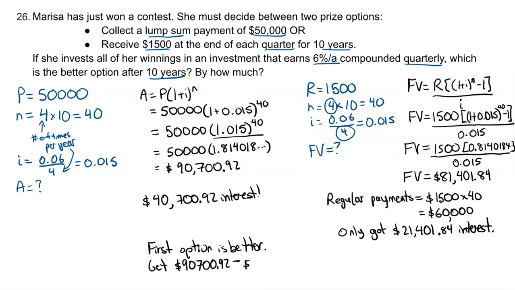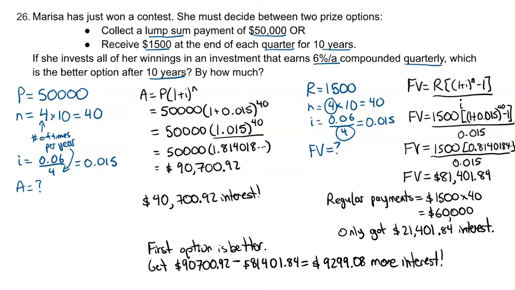And she's going to get quite a significant amount more by using that first option. She's going to get $90,700.92, subtract the $81,401.84. So she's going to end up with just about $9,300 more interest by choosing option 1.